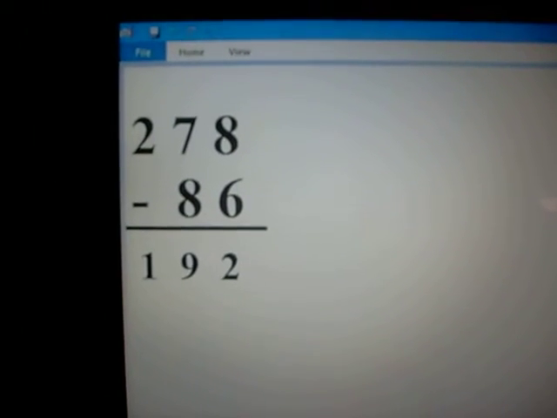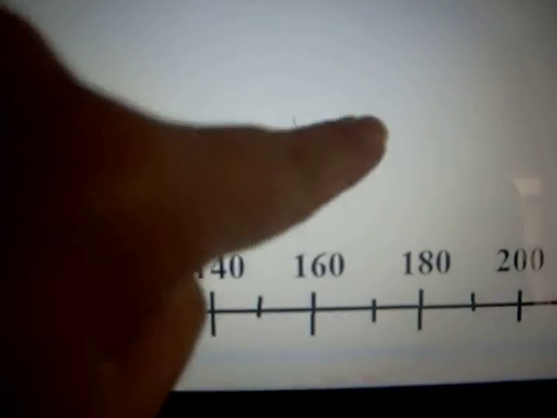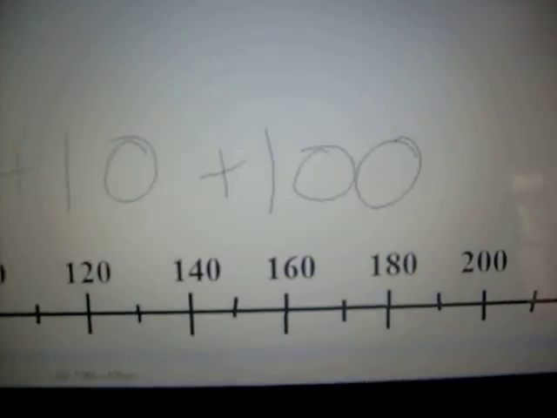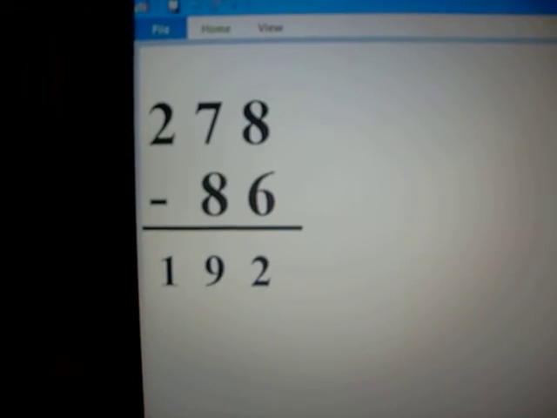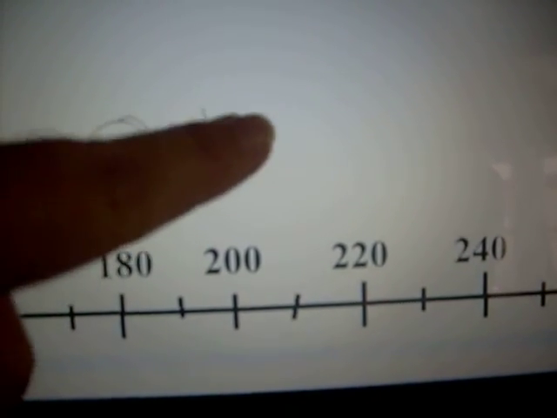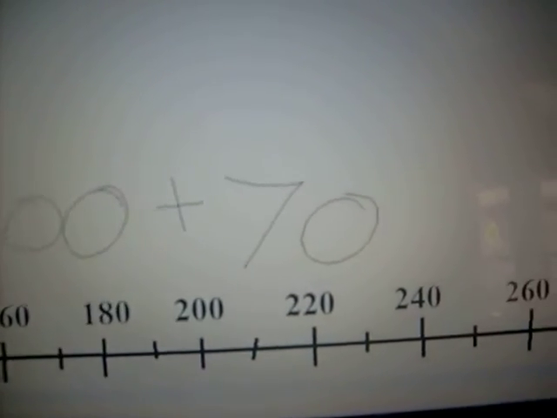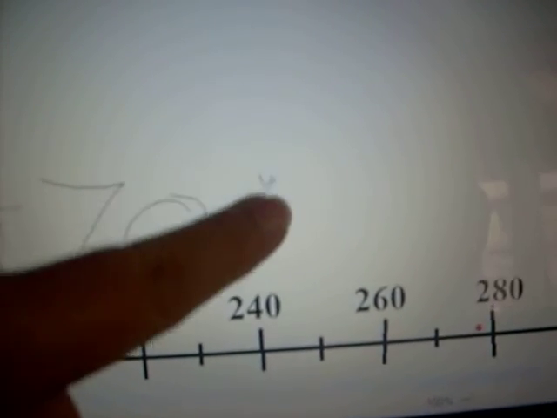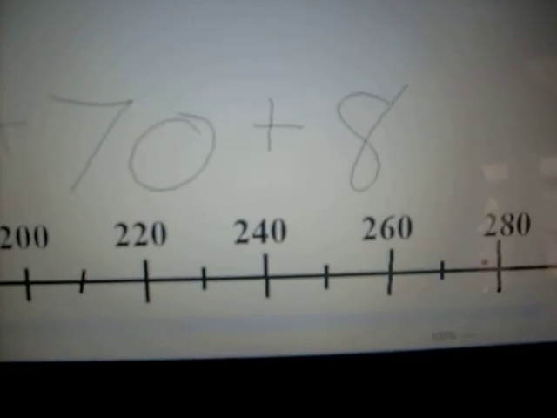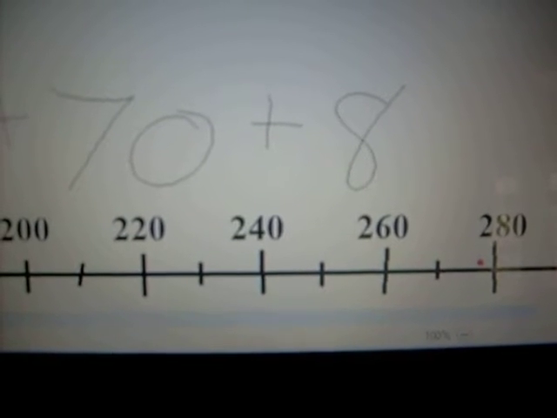So we're trying to get up to the 200s. In order to get from 100 to 200, we need to add 100 more. So we add 100. In order to get to 270, another nice round number, we need to add 70 more. We have 200 so far, we need to add 70. Now to get from there to 278, we add 8 more. Now we've reached 278. There's our little red dot.